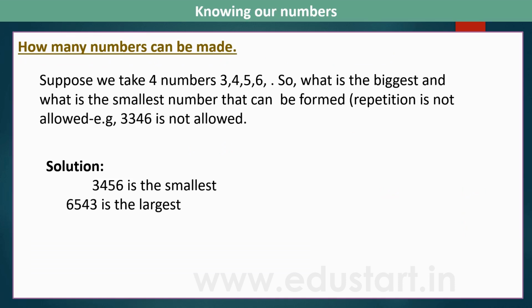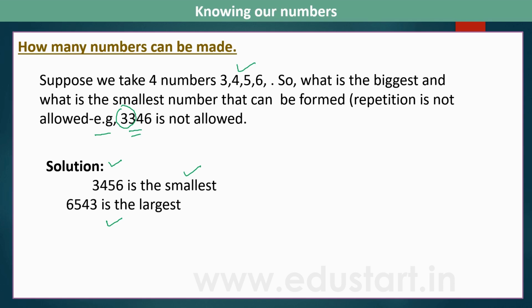How many numbers can be made? Suppose we take 4 numbers: 3, 4, 5, 6. What is the biggest and what is the smallest number that can be formed? The condition is repetition is not allowed. For example, 3346 is not allowed, because here 3 is used twice. Now what is the solution? The answer is 3456 is smallest and 6543 is the largest.